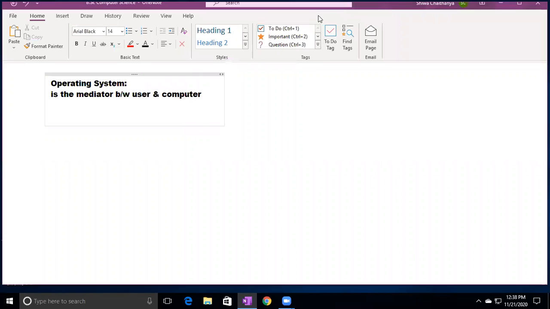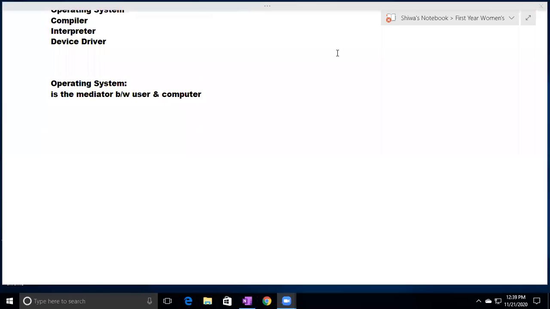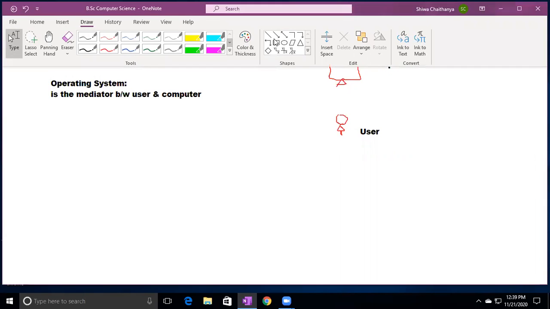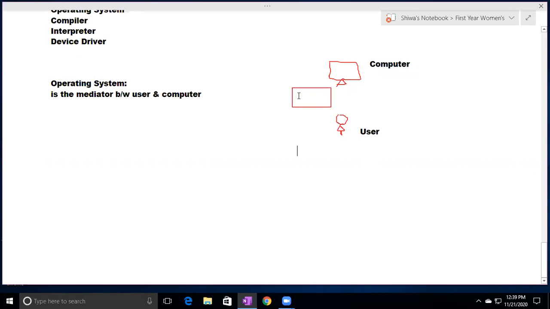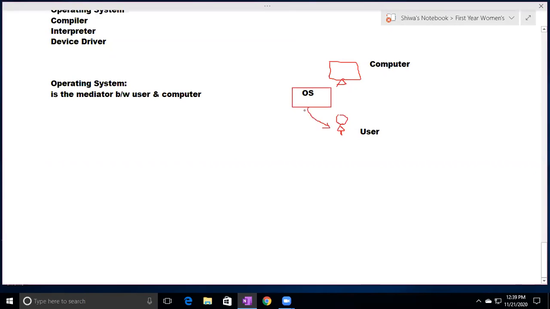So we are the users. See here, this one is the user. This one is the computer. If we want to communicate with the computer, we are the users and we want to work with the computer. The computer should have an operating system. Then only we can work with the computer. Otherwise, we cannot work with the computer. So that's why I'm calling this operating system the interface between user and the computer.